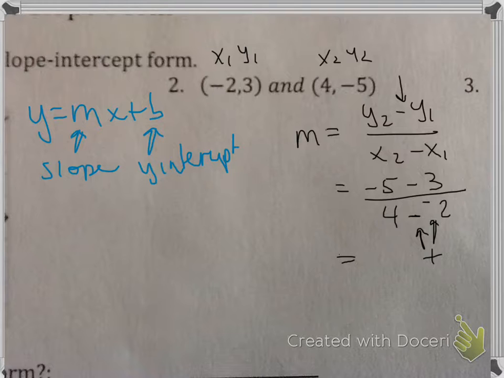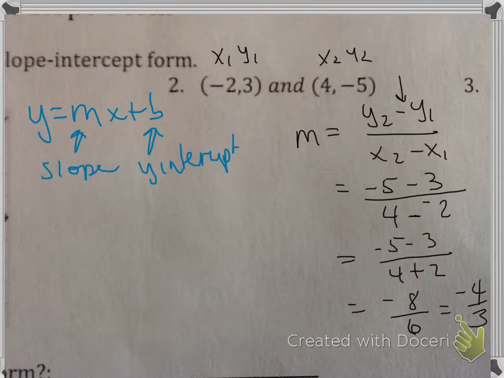Let me erase this part so you can see. It's going to be negative 5 minus 3 over 4 plus 2. See how the 2 negatives make it a positive? And so this ends up being a negative 8 over 6, and if you simplify it should be negative 4/3. So there's my slope right there. So we already know the slope.